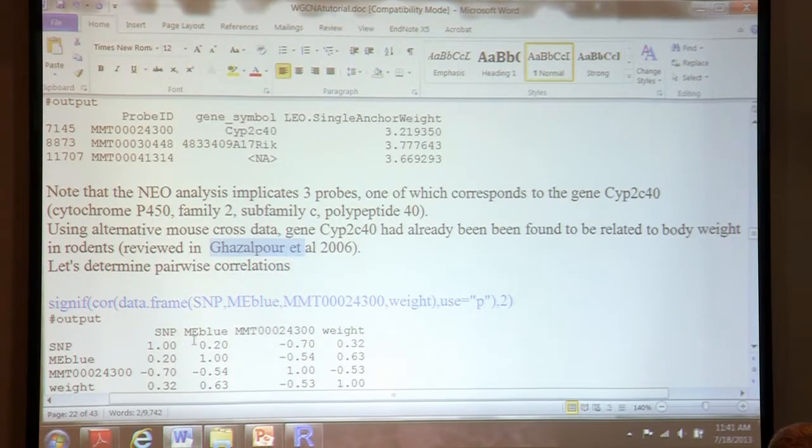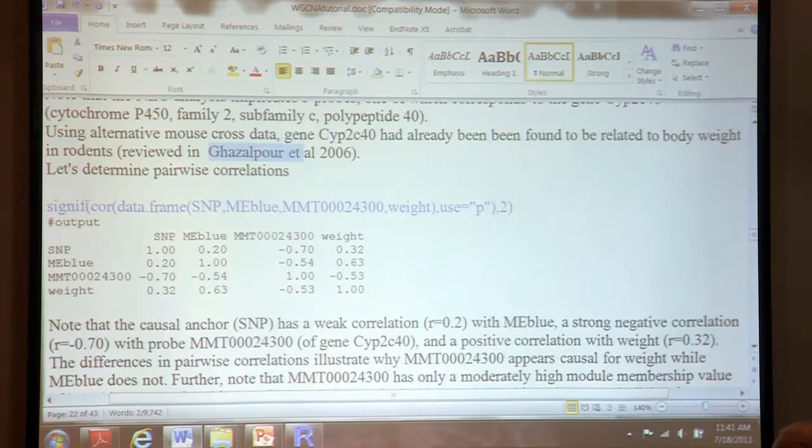Now it's interesting to produce a correlation table between all of the variables. I always like to look at correlations so that I get a sense of the effect sizes. So remember, we started with this causal anchor, this one particular SNP, and we can just ask, well, how correlated was this SNP with the blue module eigengene? And the correlation is 0.2. I don't know how you look at it. If you are a GWAS person, that's a huge correlation, right?